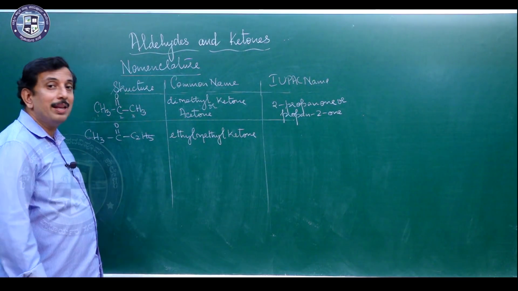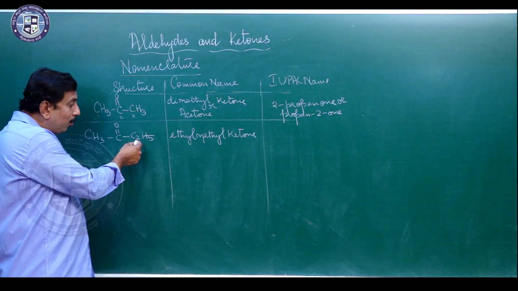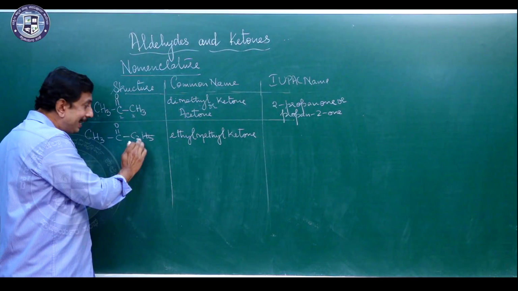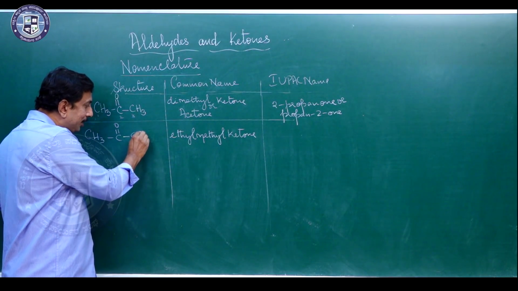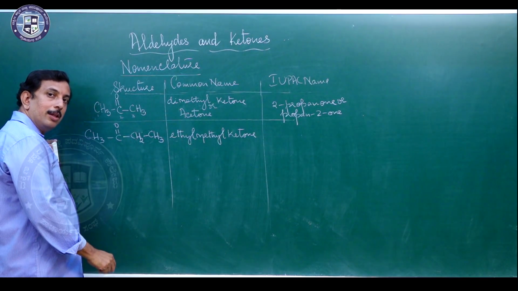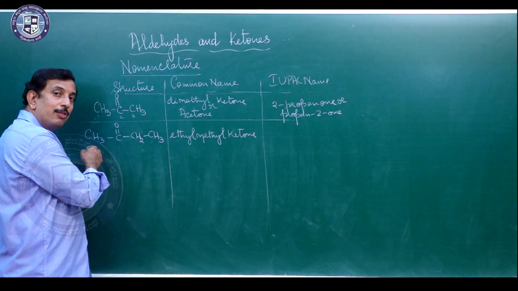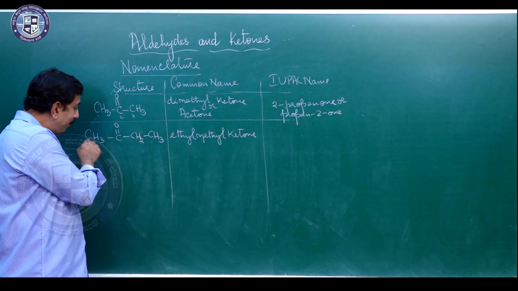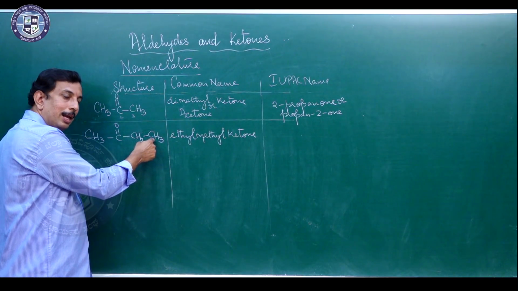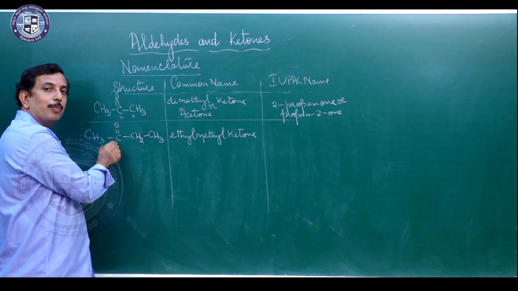Now, what is the IUPAC name of this compound? If you want to count the carbon atoms, you have to include these two carbon atoms separately. Means C2H5 I can split and write as CH2CH3. And in this you can see there are 4 carbon atoms, and in these 4 carbon atoms you can number from this end 1, 2, 3, 4. If I number from this end 1, 2, the second carbon is a keto carbon or functional group carbon.